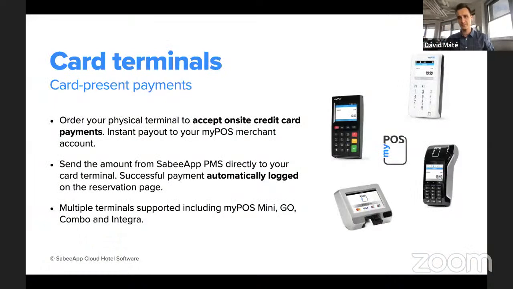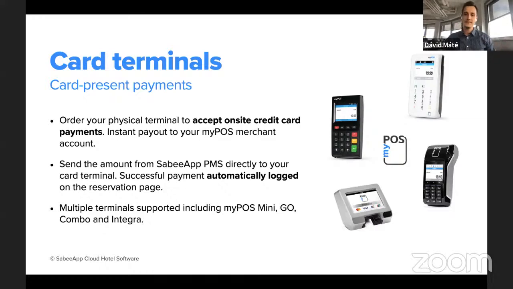And then we have one more type of transaction to cover, and those are the card-present payments. So this is when we're making payments on the spot at the front desk. So here again, with our partner MyPOS, it is possible to order physical terminals. We have a whole range of different terminals supported, which will be covered during the next presentation. So I'm not going to talk too much about the details of that.